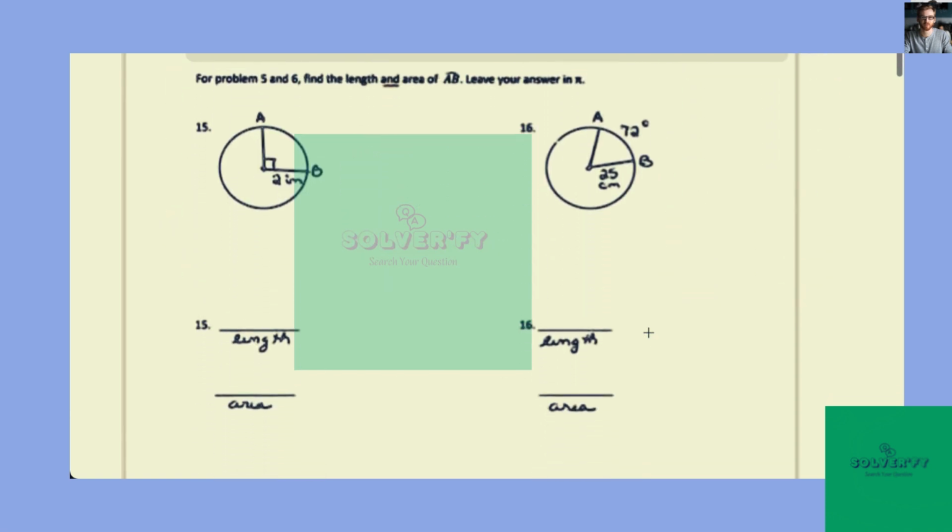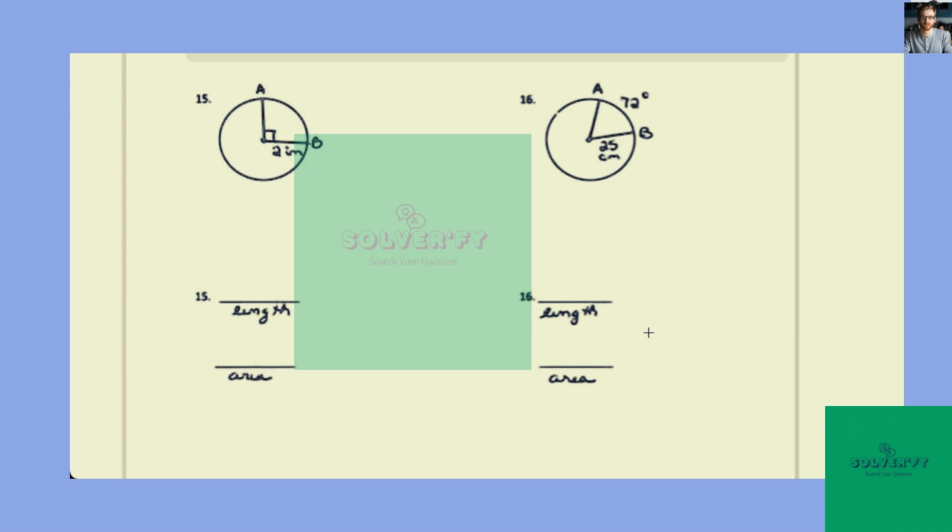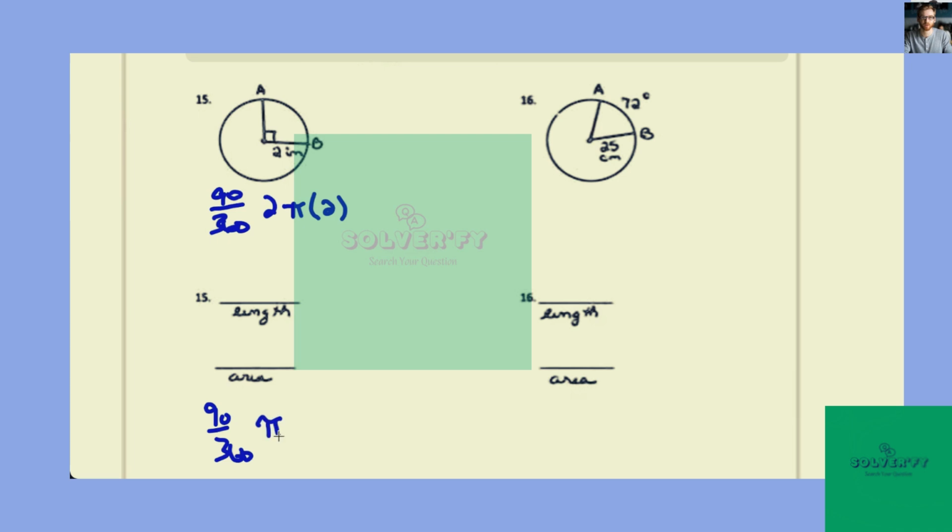Got to find the length and the area. Since this is 90 degrees, we got 90 out of 360 times the circumference for length, which is 2 pi with a radius of 2 here. And the area, I'll do below, would be 90 out of 360 times the area of a full circle, which is pi r squared, with r being 2.